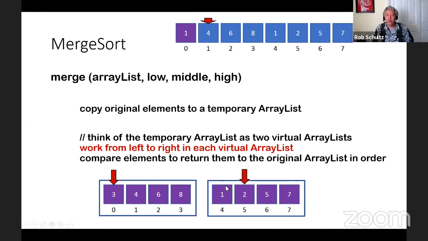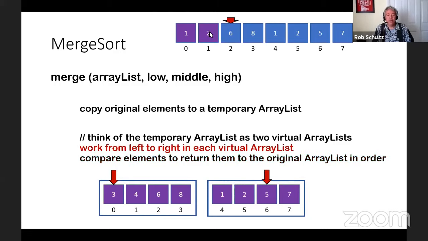But I'm going to move from position 4 up to position 5 because I've already taken care of the 1. So now we're going to compare our elements so that we can return them to the original array list in order. And in this case, 2 is less than 3. So the 2 is going to get moved up to the placeholder position in our original array list. And we're just going to keep that process going.